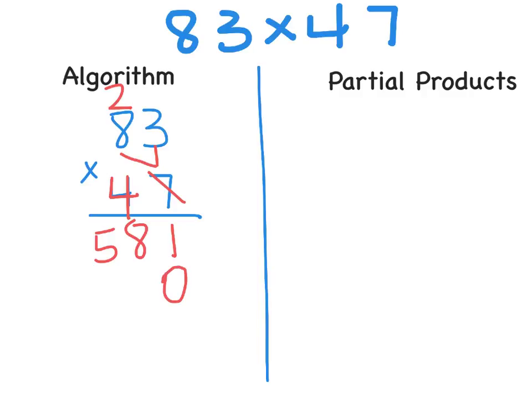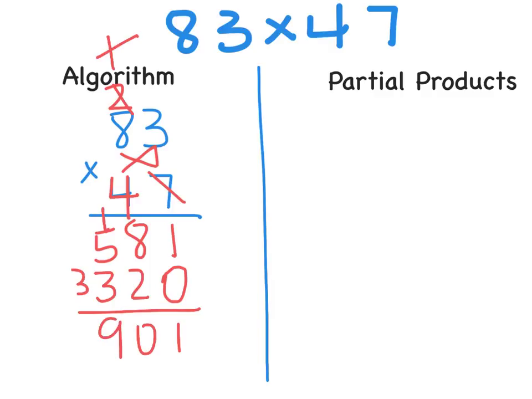0 here. 4 times 3 is 12, so I'll put my 2 here and carry my 1. 4 times 8 is 32, plus 1 is 33. Now I can add these two parts. 1 plus 0 is 1, 8 plus 2 is 10, 5 plus 3 plus 1 is 9, and I'll bring down my 3. So I get my final answer of 3,901.